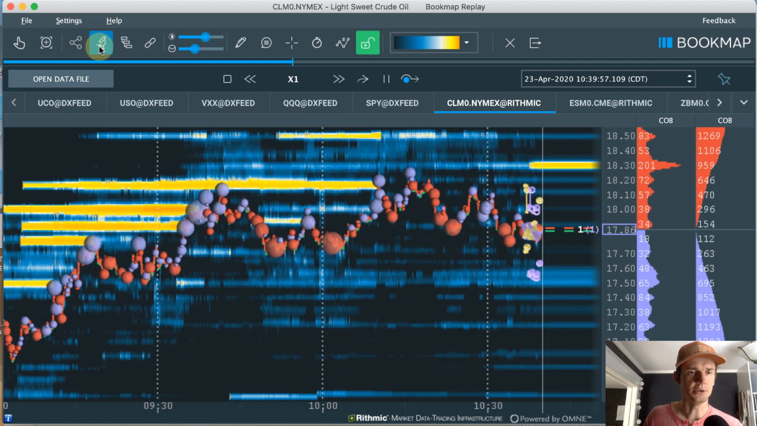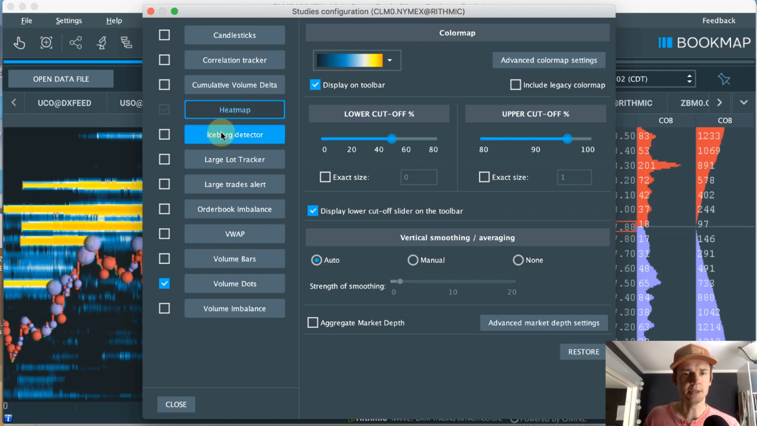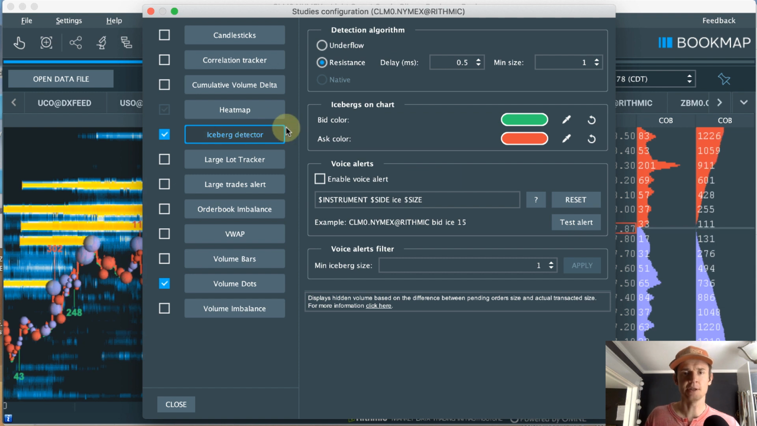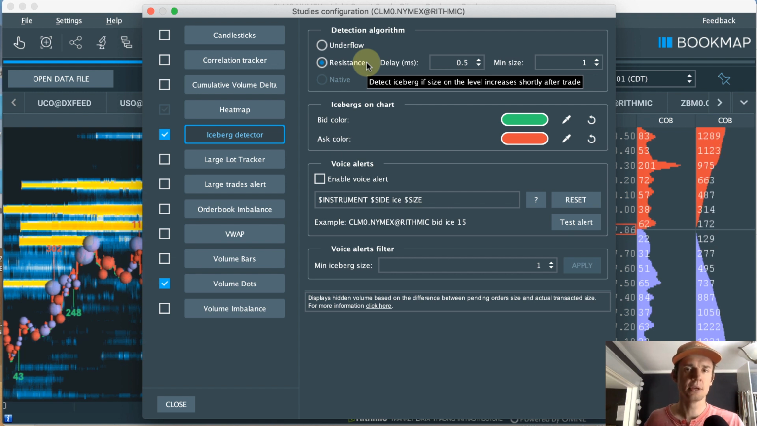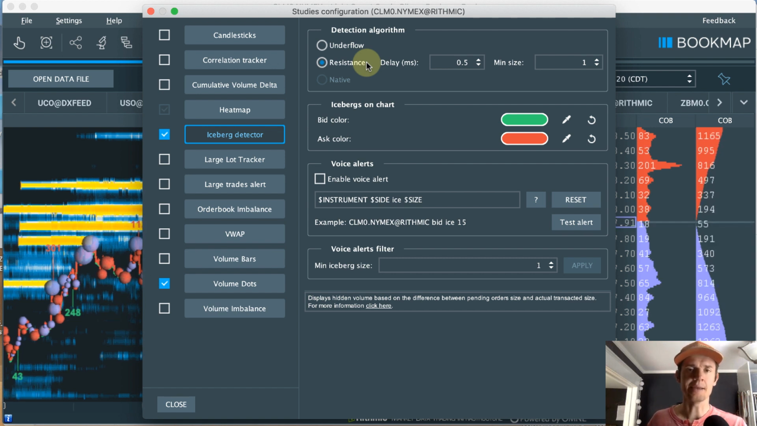But if we come into these other options, you've got the iceberg detector, okay? The iceberg detector has a couple different options, trying to show you resistance if people are quickly, like within milliseconds, adding to their orders at a certain limit. So if you get to like the price of $23 and then somebody there is, every time they get hit with a market order, they are adding on. That's what the resistance one does.